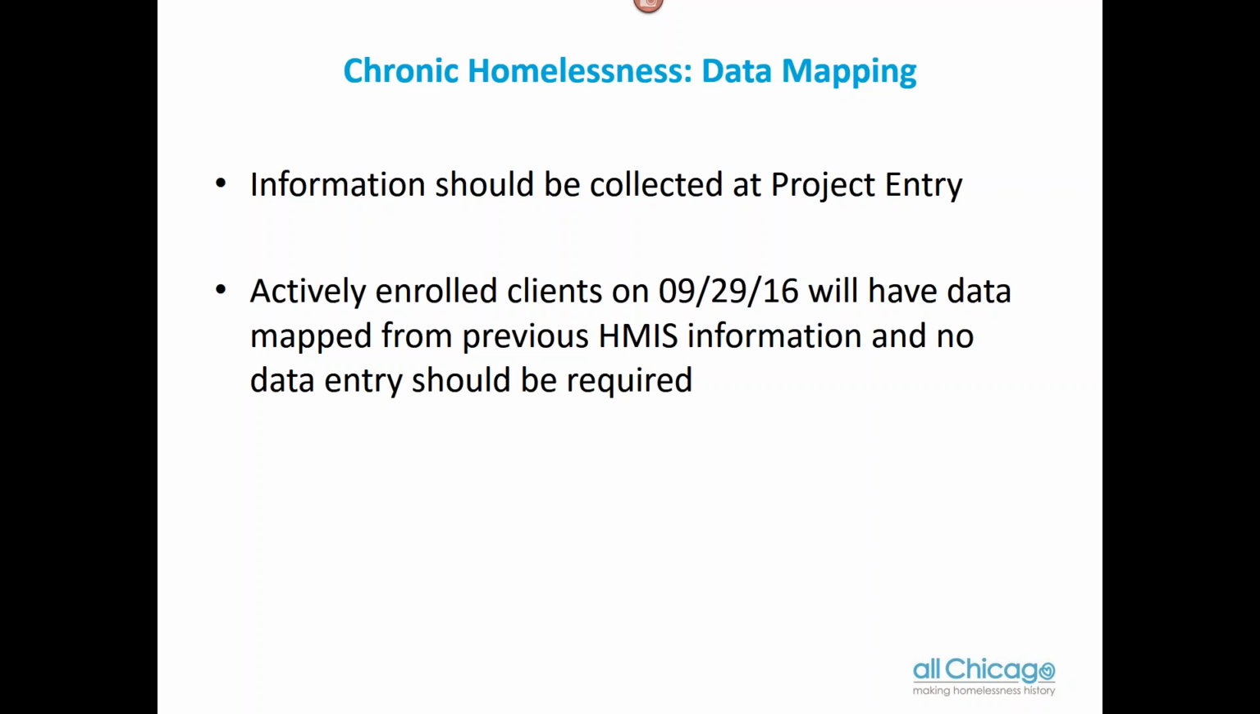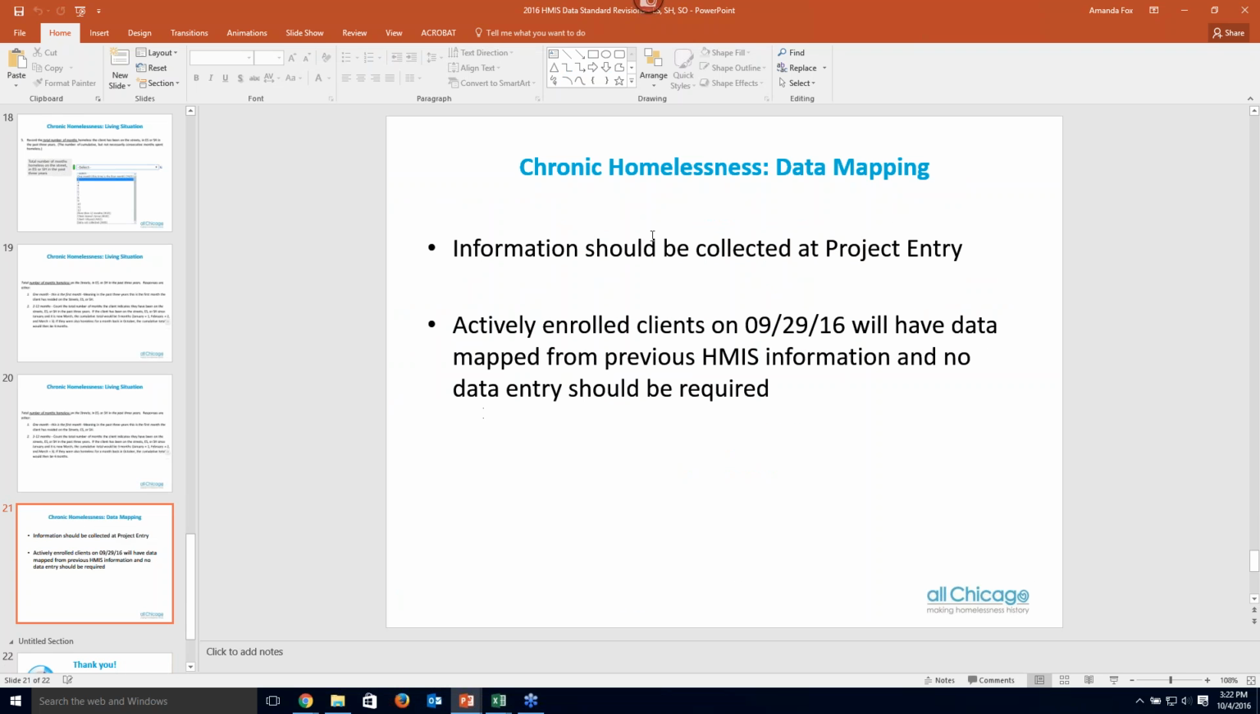So data should map over, and the date that the mapping occurred was 9/29/16. So data that's been entered since then may have to be re-entered if it wasn't put into the new assessment for chronic homelessness. So let's look at how this looks in the database. And I'm just going to get myself logged in here. I don't see any questions yet, but if you think of any, do let me know.